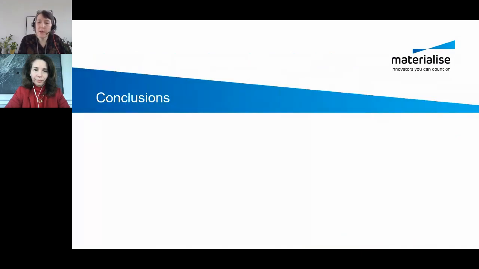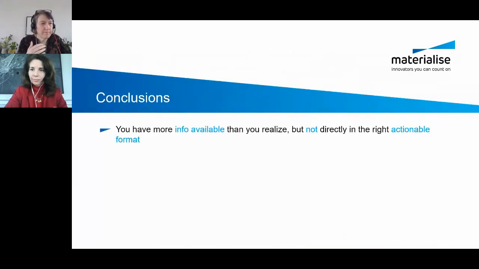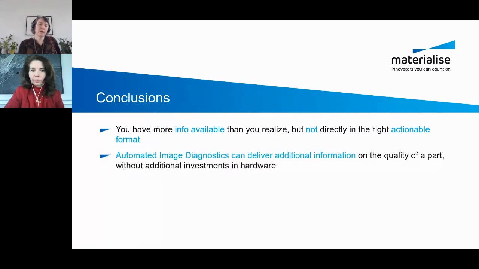So to conclude, as we saw in the poll, there are people with the images, but the images by themselves are not directly actionable data. It's not information. So by using an automated image diagnostics app, preferably based on AI, as we saw, you start getting that actionable information, where you can take actions upon, where you can see the quality of the part.